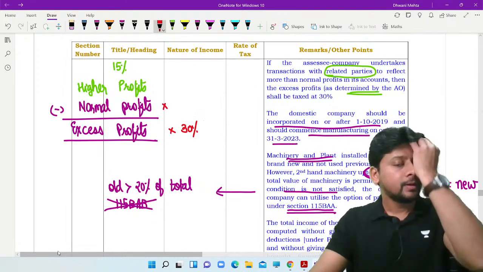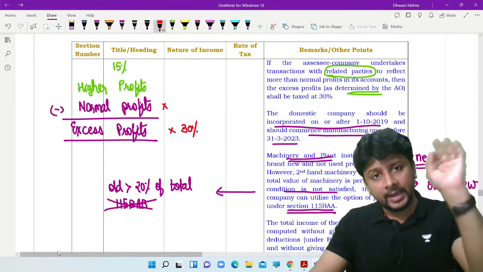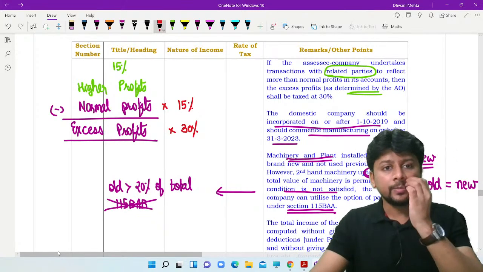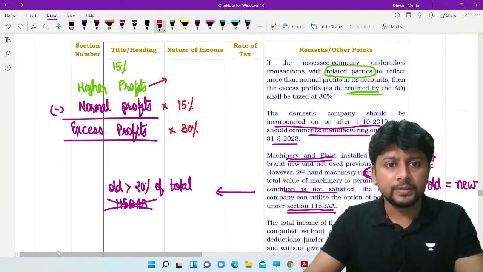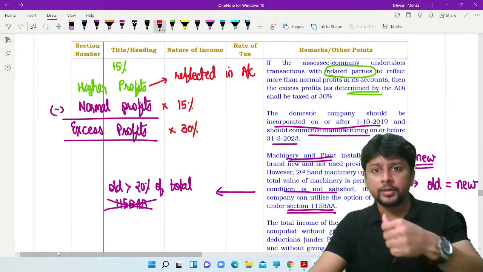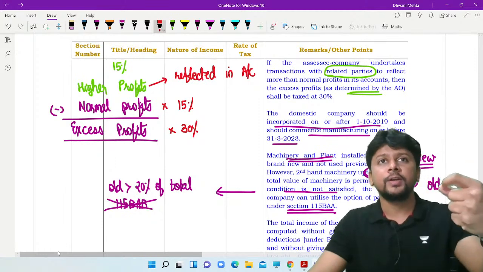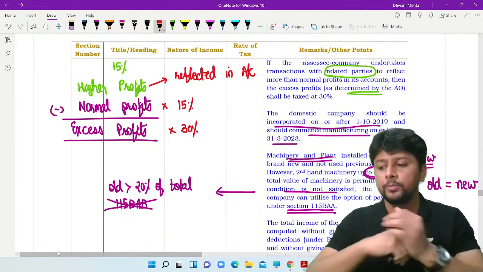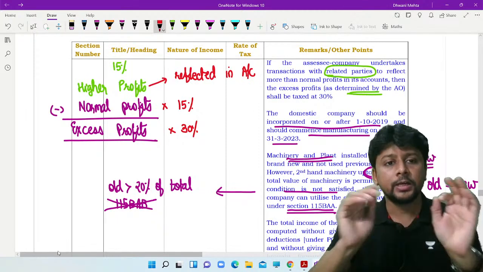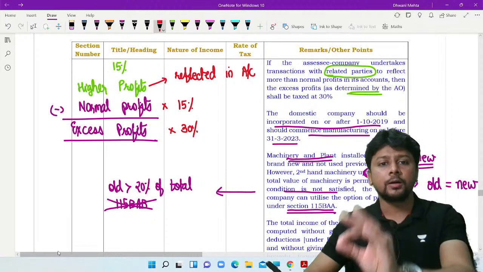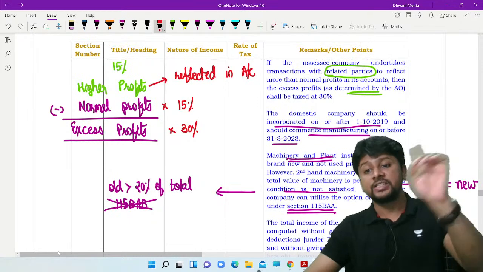Nobody is saying that the income is exempt. No. Everything is subject to tax. Only the normal profit will be taxed at 15%. So higher profits are reflected in your books of account, and the AO has the power to determine the normal profit, assuming the transaction was done at market value. Then the normal profit would be taxed at 15%, and the extra profit computed, we are not going to exempt it, we are going to tax it at 30%.